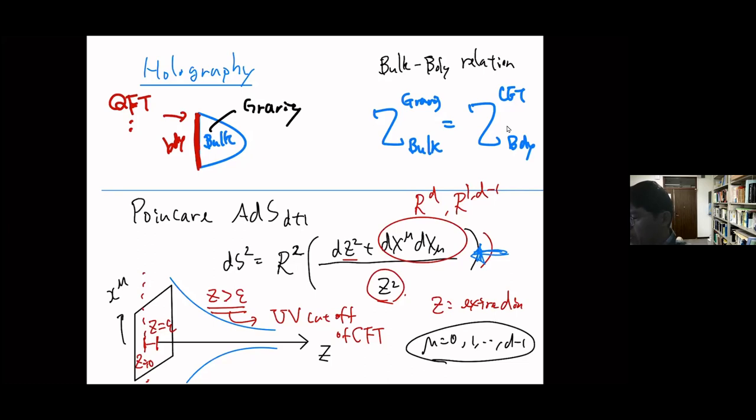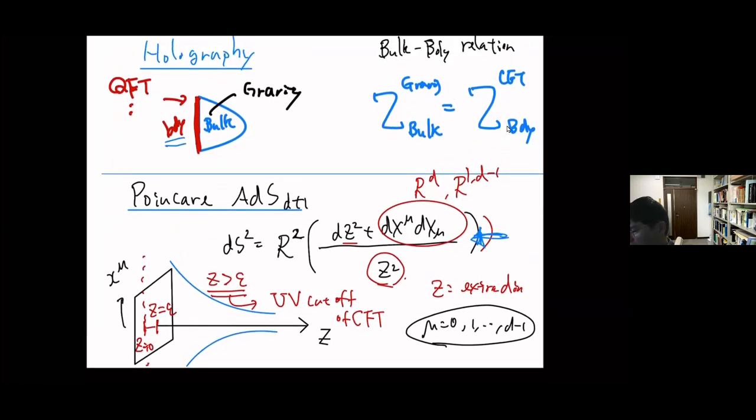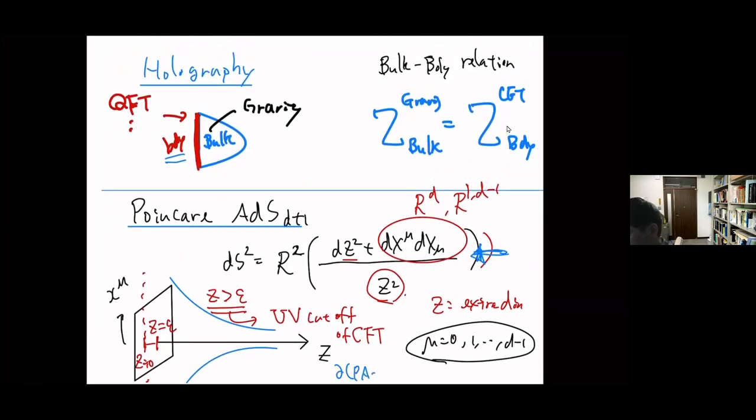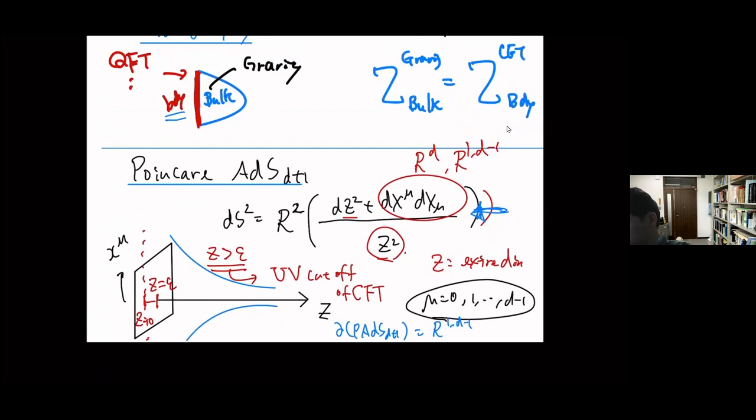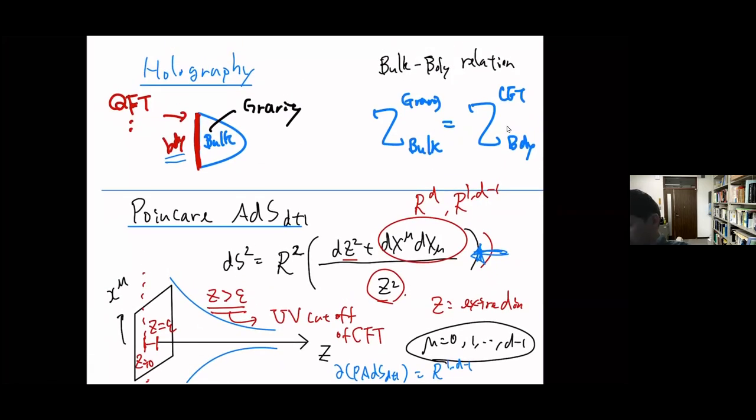So this is a typical example of AdS/CFT. Holography says that gravity is dual to some quantum field theory which lives on the boundary. In this case, the boundary of Poincaré AdS_{d+1} is just R^{1,d-1}, Minkowski space. So we are talking about quantum field theory on Minkowski space, and that is dual to Poincaré AdS. This is a very standard setup of AdS/CFT.